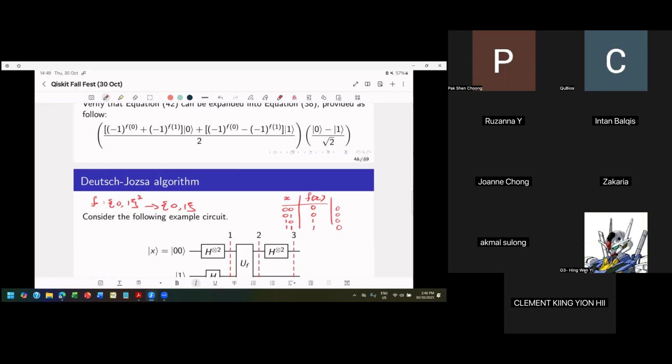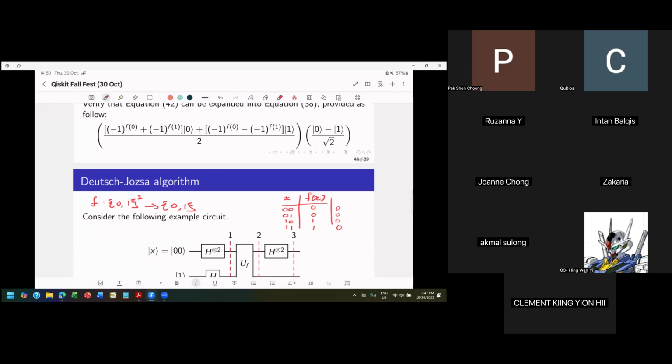So basically 3 times is what we call the worst case scenario, because if the first time you call is 0, second time you call is 1, then immediately you know that this is a balanced function. But the worst case scenario is the first 2 calls you get 0. You need a third call to identify whether or not this is constant or balanced.